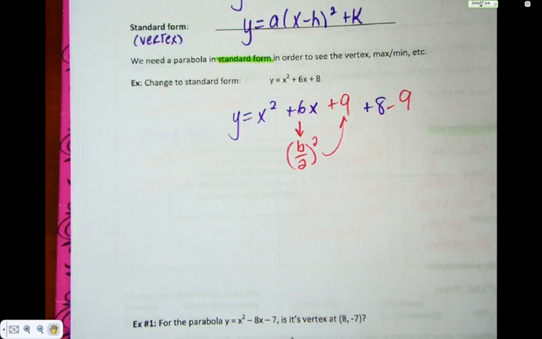Sorry? How so? So if I simplified, yes, it would get me right back, and that's the point, is I'm not changing the equation. I'm just adding a number in order to be able to factor it in a second.